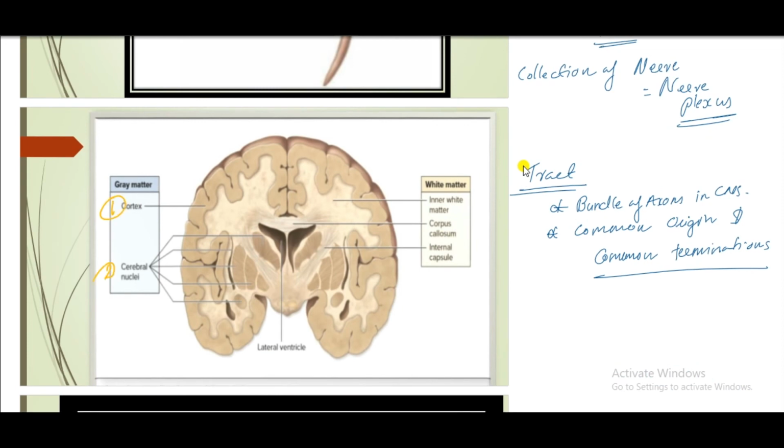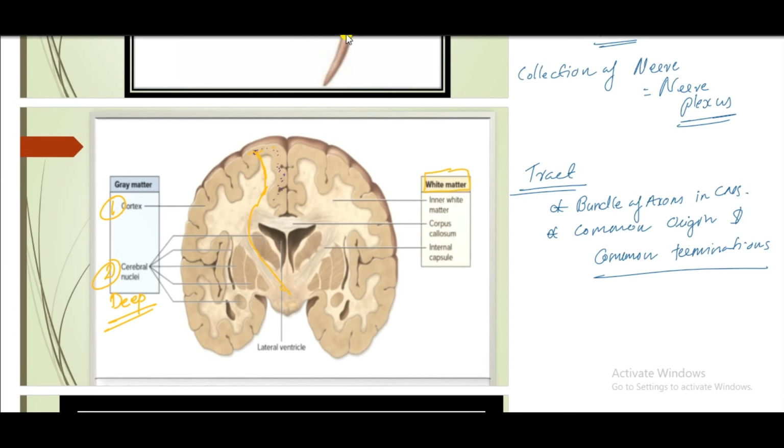You can see the gray matter. Gray matter has two parts, the cortex and the cerebral nuclei. Cerebral nuclei are located deep, and in the cortex, you can see these are the aggregations of neuron cell bodies. That's why its color is gray. And from the neuron cell bodies, the axon bundle forms, and that's why its color is white. It is myelinated sheets of neuronal axons.